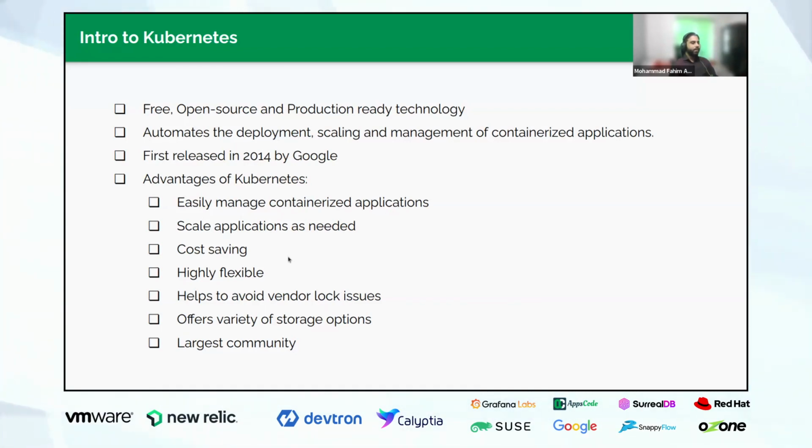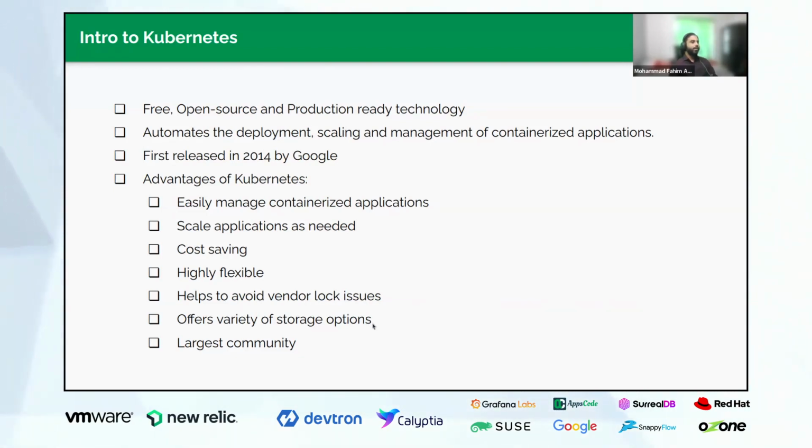Also, Kubernetes is cost saving than other solutions. You can pretty much manage everything. So you can cut costs yourself. You can run many open source software, etc. And Kubernetes is highly flexible. You can actually run Kubernetes on on-prem or on cloud. If you have some VM, you can spin up a cluster very easily. Kubernetes also helps you to avoid vendor lock issues because you are not actually bound to any vendor. You can use any open source software, any software you like when you are using Kubernetes.